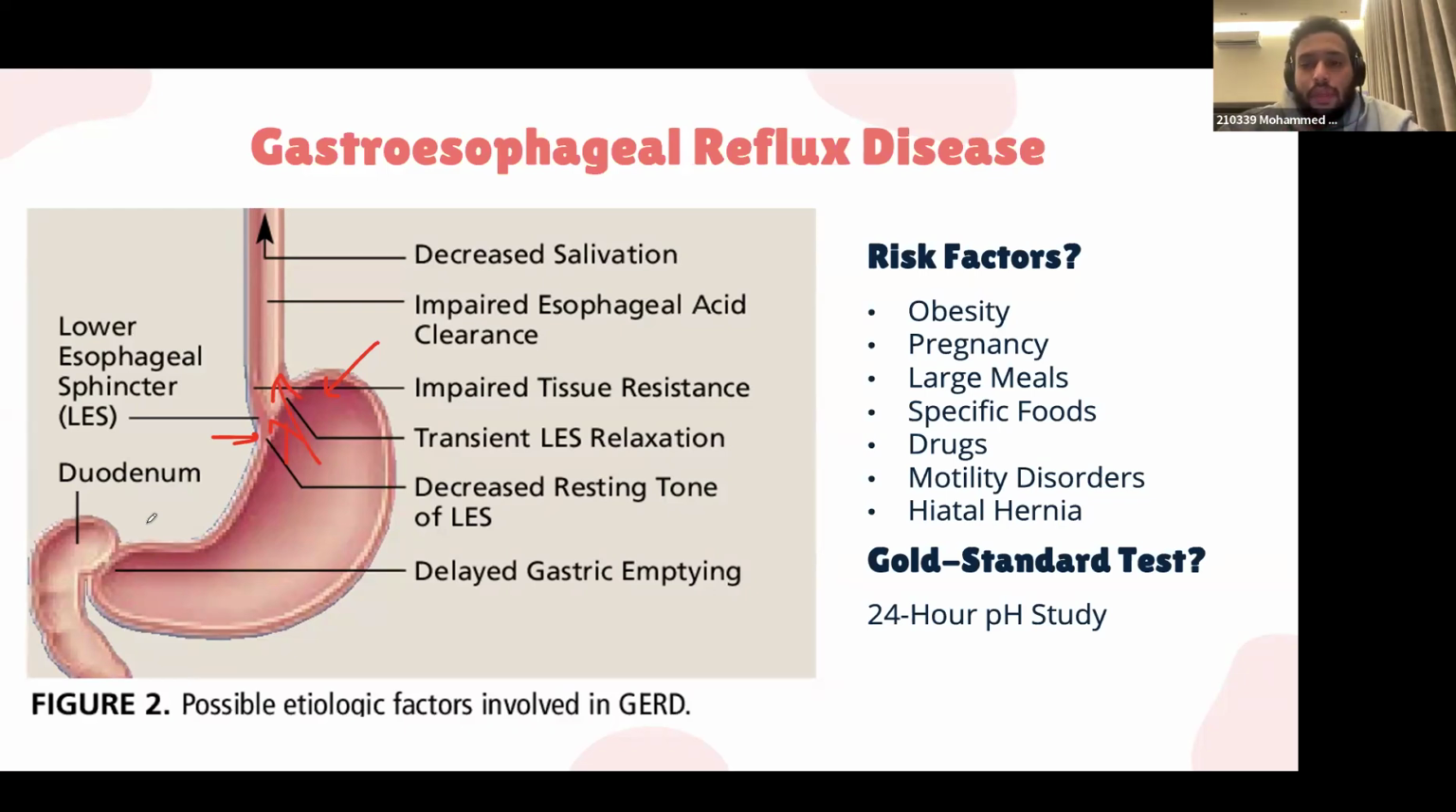You usually do other things before it. Okay, so for example, the first thing you do is usually give them a trial of PPIs. If they improve, then that's it, it's done. If not, then you do other stuff afterwards. But usually the best one, the most specific, most sensitive is this one, 24-hour pH study. You put a catheter or you put a capsule into the lower esophagus and you just see pressure changes, pH changes over a 24-hour period, okay? This is the best study to do, okay?